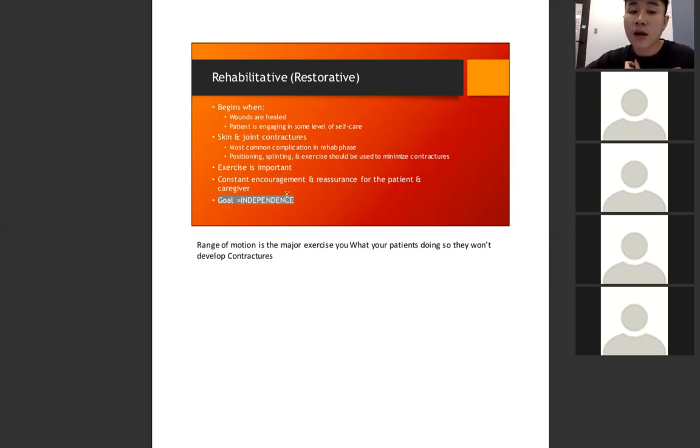Exercise is important. Constant encouragement and reassurance for the patient and caregiver. The goal for the patient who experienced burn injury is independence. So range of motion is the major exercise you want your patient doing so that they won't develop contractures.